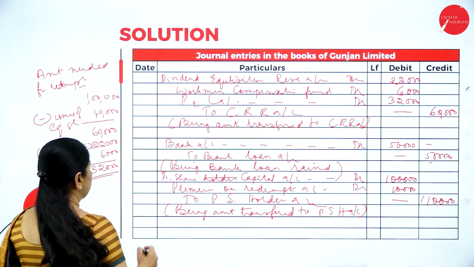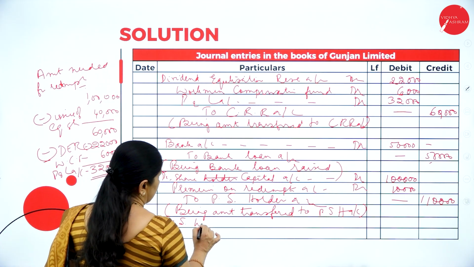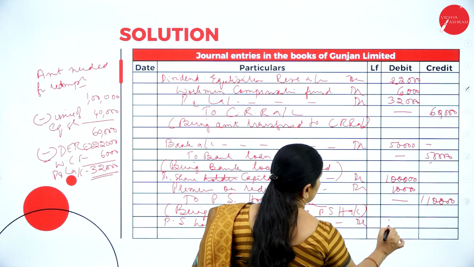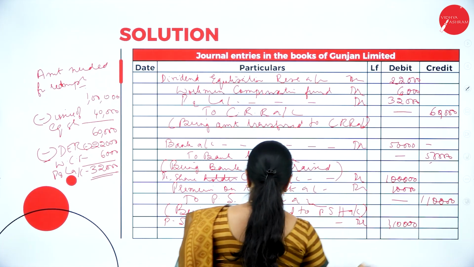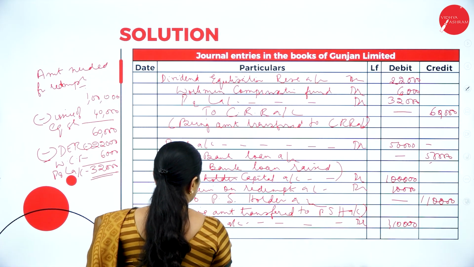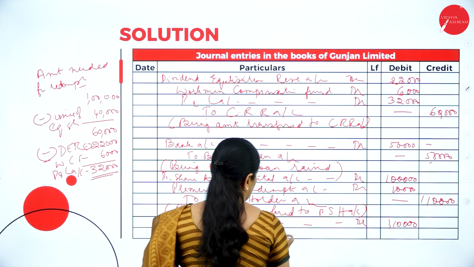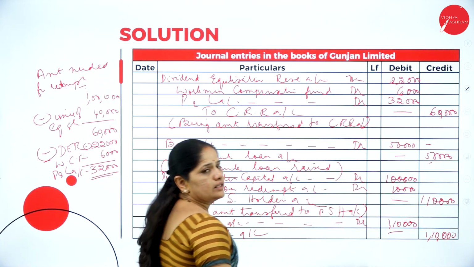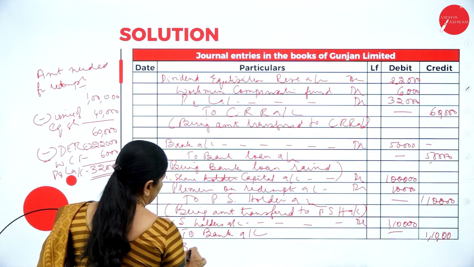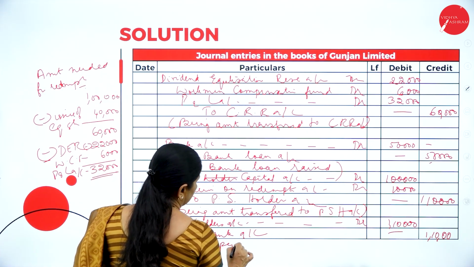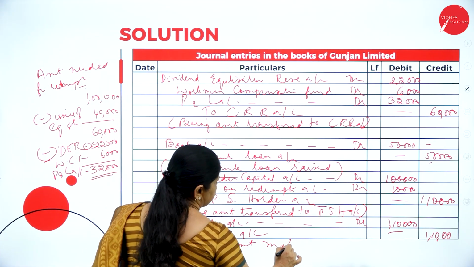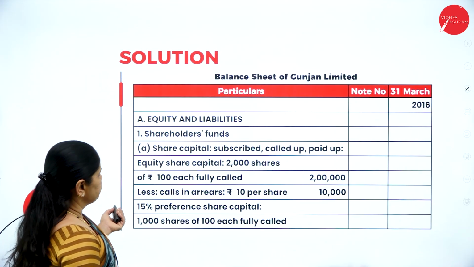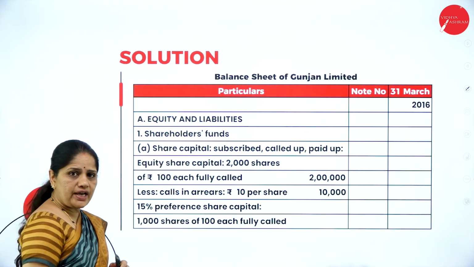The last one will be for payment. Preference shareholders account debit 1,10,000 to bank account 1,10,000. This is being the payment made to preference shareholders. So these are the journal entries we have to pass here.